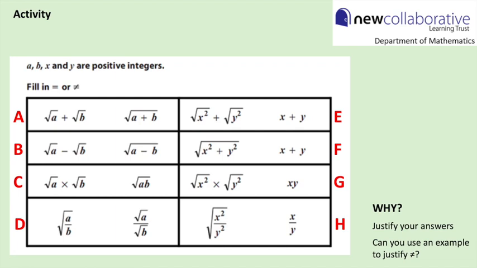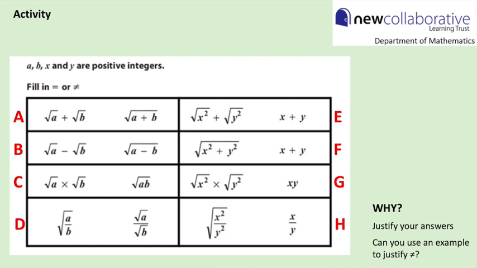Here's another quick activity, and this is designed to test whether you understand what you can and can't do when you're simplifying expressions involving surds. So what we want you to do here is look at the 8 pairs of expressions that you are given here, and decide whether or not the expression on the left-hand side of each pair is equal or not equal to the expression on the right. So spend a few moments trying this, pause the video, and then when you're ready, you can press play and listen to the explanation.